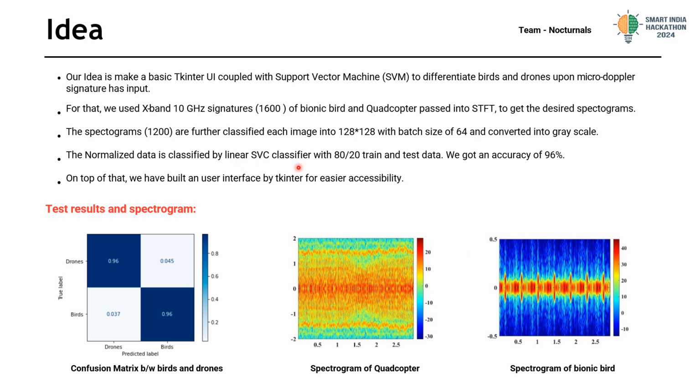We are using a linear SVC classifier, and the reason is that from the research paper we learned that for this particular task, a linear SVC classifier provides higher accuracy than CNN and other models. We are splitting the data 80-20, and with that we got an accuracy of 96%. What it means is that when we give these two as input, our model can 96% of the time predict drones as drones and birds as birds.